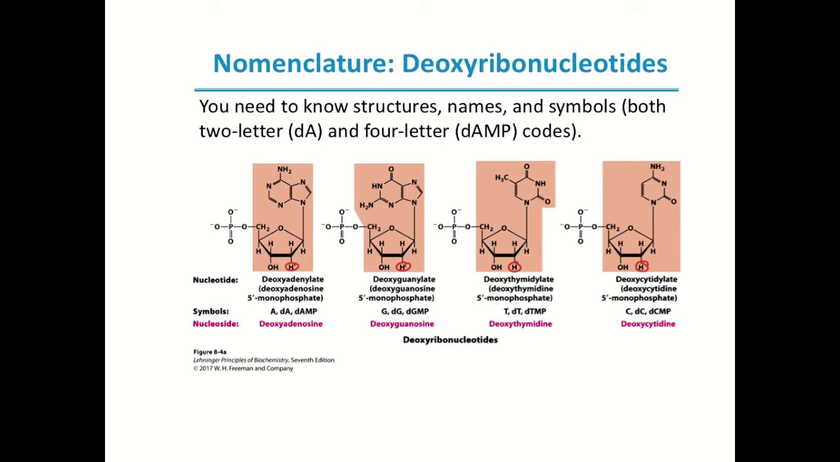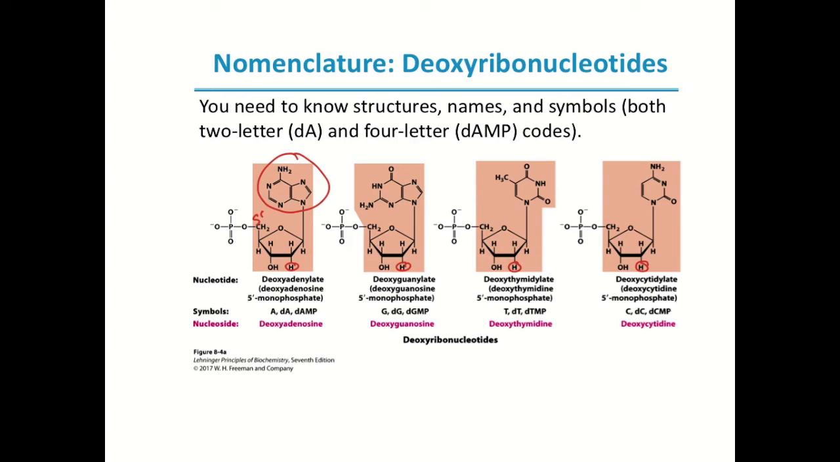So this first one is deoxyadenylate or deoxyadenosine 5' monophosphate. So we have one phosphate group attached at the 5' carbon of the sugar, and then we have an adenosine attached at the 1' position. And the symbols for this include A, dA, and dAMP. And the nucleoside, which would be this structure without the phosphate group, is just called deoxyadenosine.